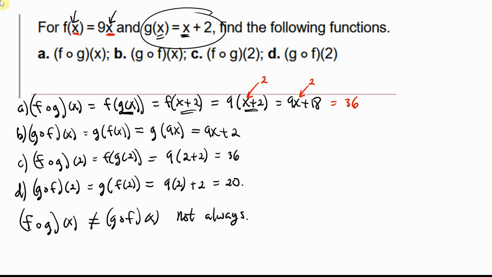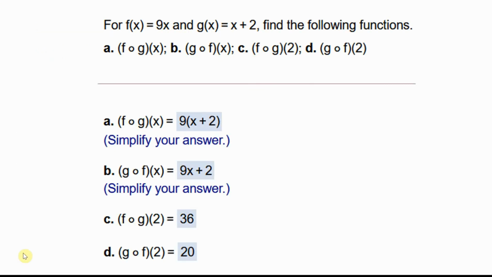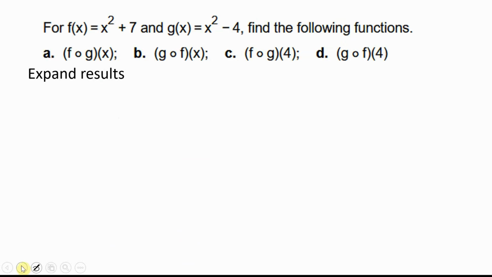Let's look at another one. Okay, that was just the answers for that one. We got that. Okay, what about this one? So part A, f composed with g evaluated at x. We said this is f of g of x. So I'm going to replace the g of x with what it is. So this is f of x squared minus 4.